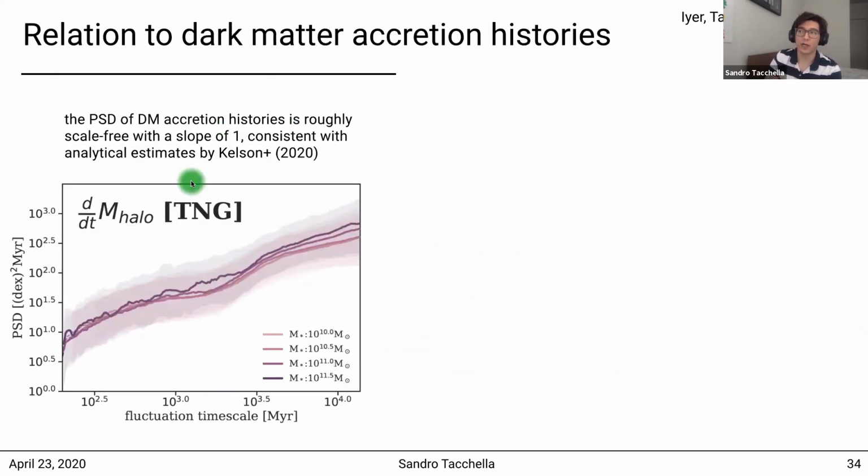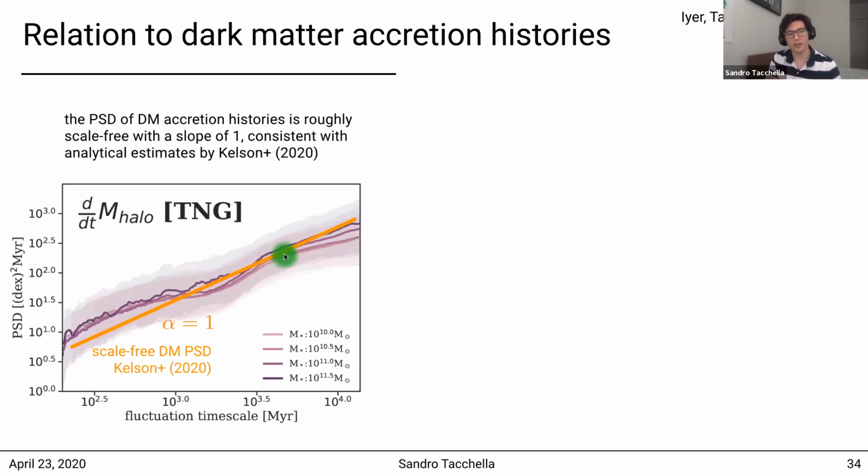One of the last points is dark matter accretion histories. So in IllustrisTNG, we were also able to compare, just looking at the dark matter itself. This shows you the power spectrum of the dark matter accretion histories. And you can see that it's rather featureless, has roughly a slope of 1. And it's quite neat that there was a paper early this year that computed the power spectrum for dark matter accretion histories analytically. And they found a power spectrum slope of roughly 1. So this is quite consistent with what we find in these numerical simulations.